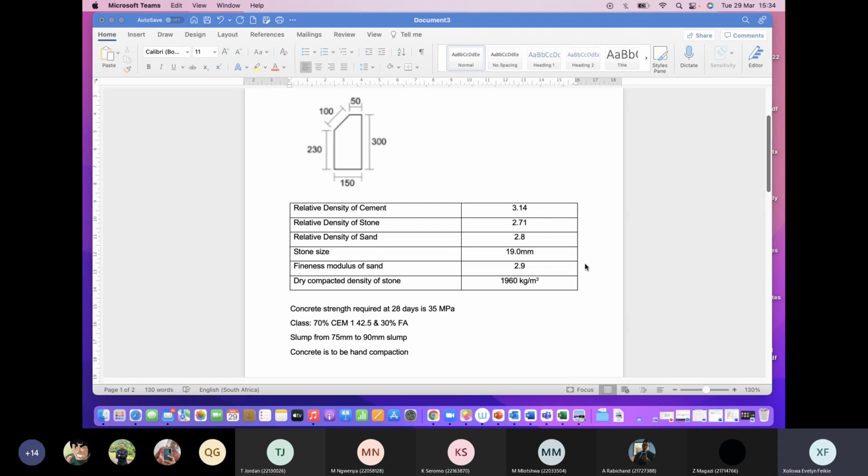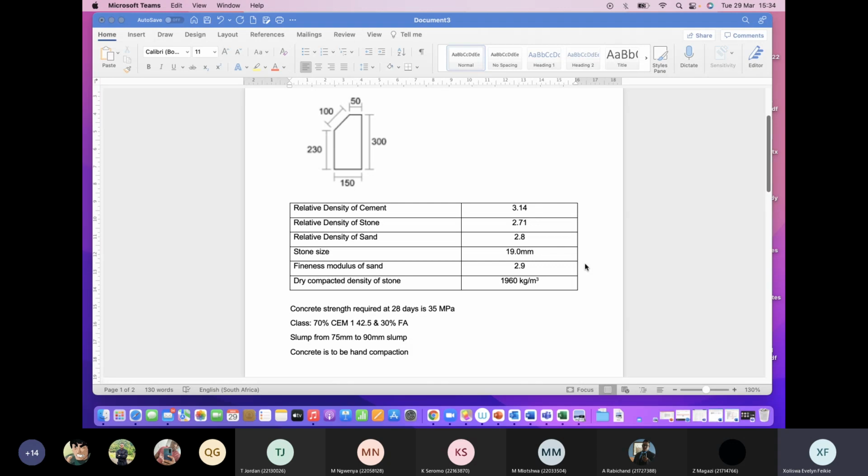When you're determining the sand content, the first thing you need to do is determine the volume of sand. How do you determine the volume of sand? You do that using the formula on page 123, the one that says volume of sand equals mass of sand over relative density of sand. Down there they break it down. If you were given it in terms of volume, you can also say 1 minus the sum of volume of cement, stone, and water, but we don't have that information.